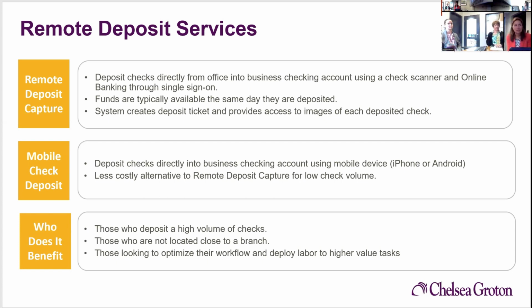This is really designed for higher volume check needs, because mobile check deposit is also available for business customers. And we have different tiers that I'll mention.